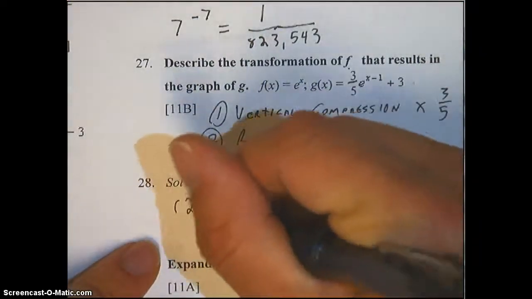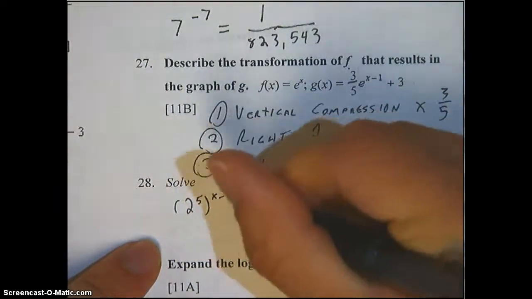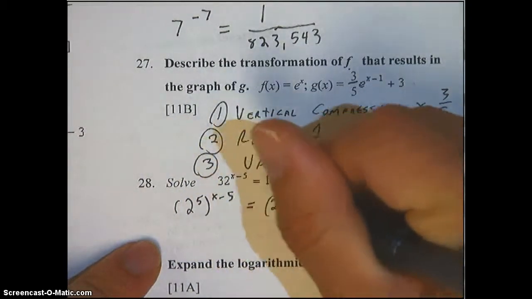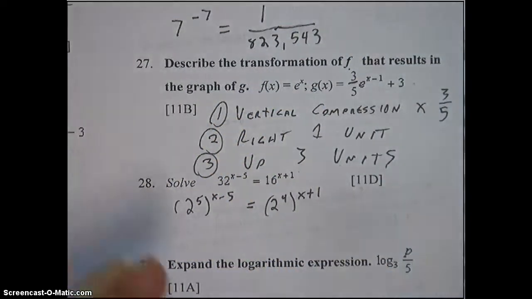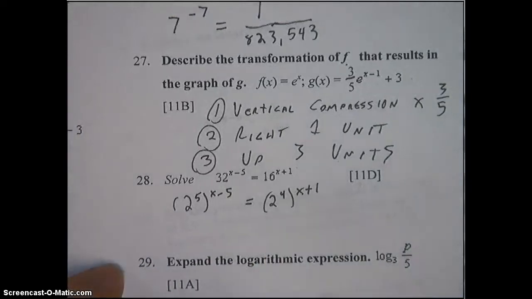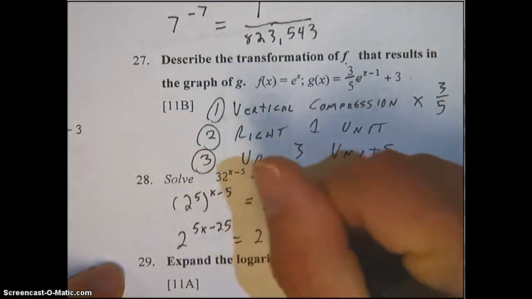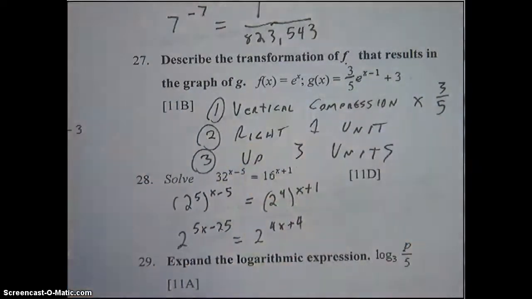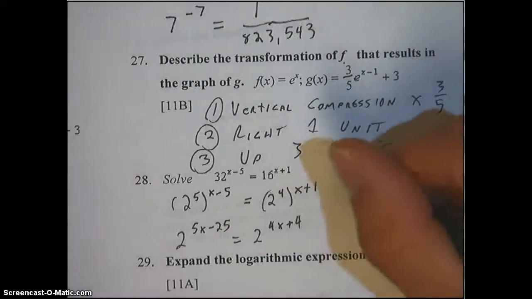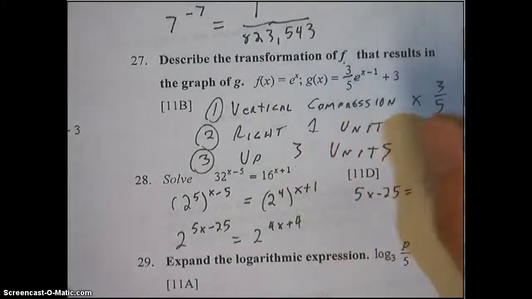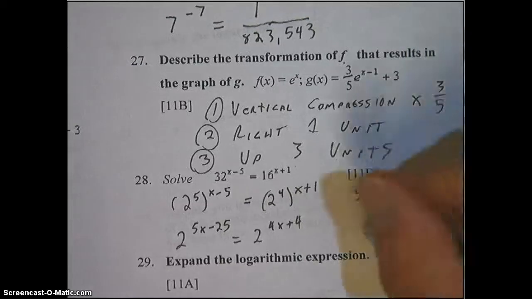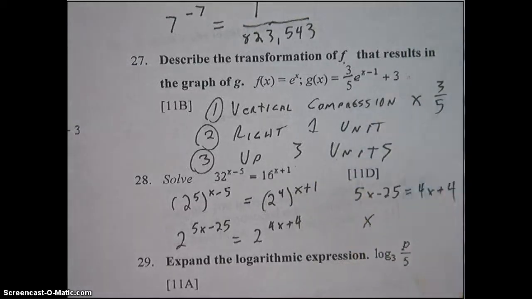2 to the 5th to the power of x minus 5 equals 2 to the 4th to the power of x plus 1. Now all I need to do is distribute those exponents to get 2 to the power of 5x minus 25 equals 2 to the power of 4x plus 4. And from here, the bases are the same, so set the exponents equal to each other. 5x minus 25 equals 4x plus 4. And subtract 4x to get x, add 25 to get 29. x equals 29 is the answer to number 28.